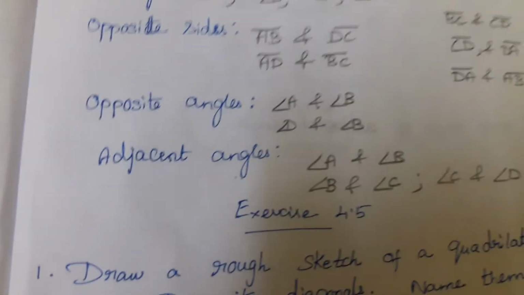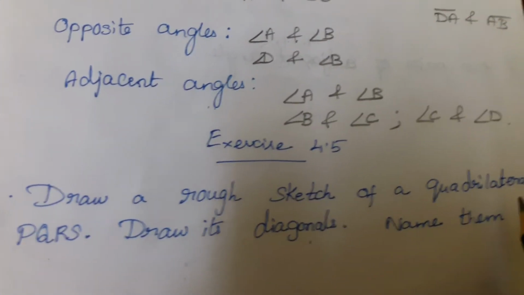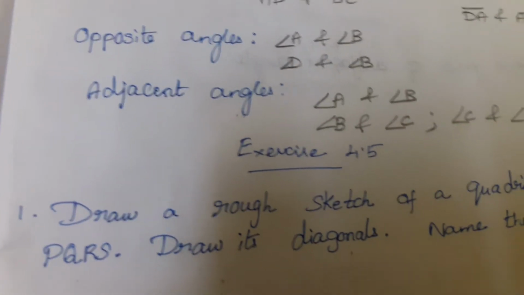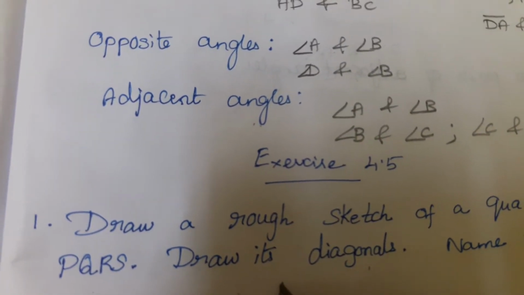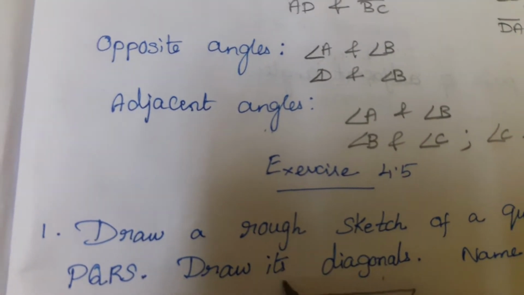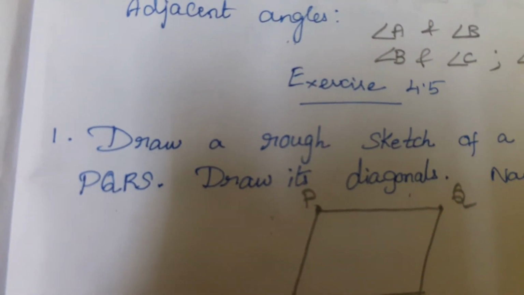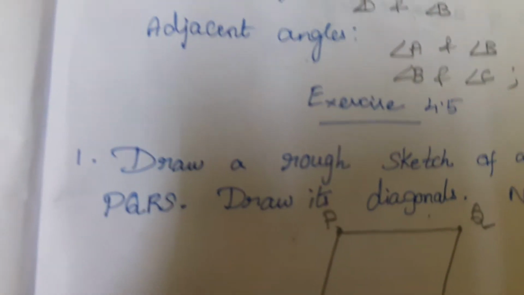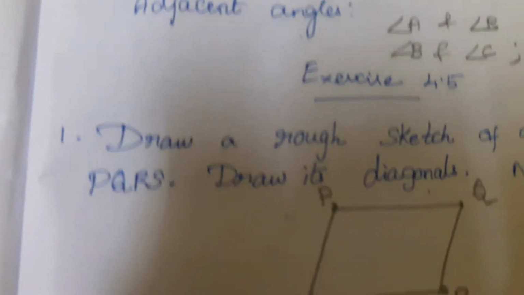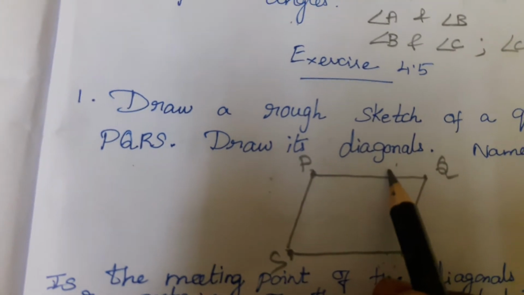Now, let's go to exercise 4.5. First sum. Draw a rough sketch of a quadrilateral PQRS. Draw its diagonals. Name them. So, now let's draw a quadrilateral. Mark it as P, Q, R and S. PQRS. Now draw a diagonal.